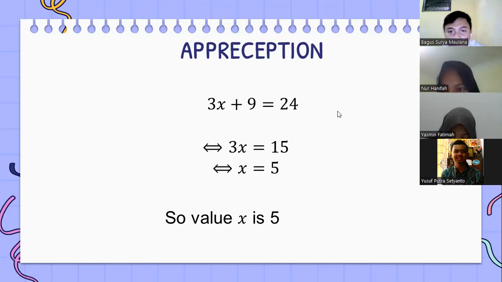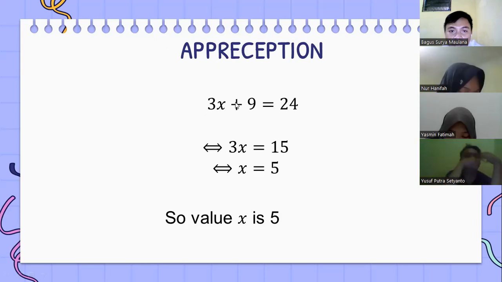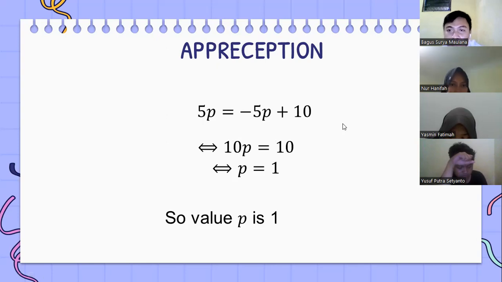Okay, good. So this is the apperception material for our material today. That is one variable here, that is x, a one variable equation system. So we have to solve it by algebraic structure here. So we have x is equal to 5. And then what about this one? Anyone else want to answer it? No one? Maybe Yusuf Putra.